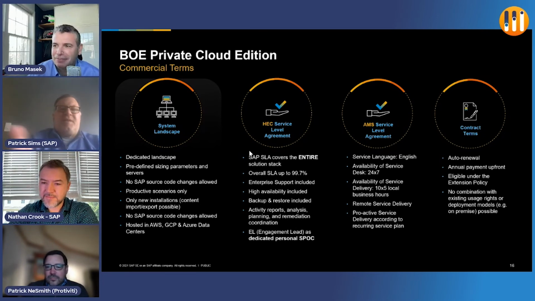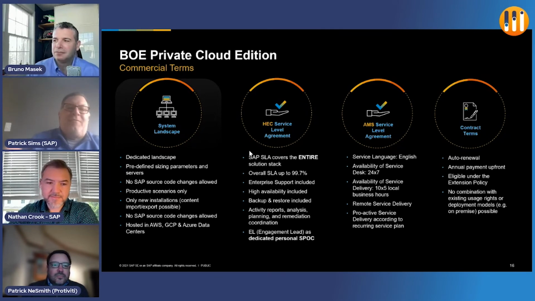Yep. So this one is just, and I won't read through it, but you can see the different levels of service, SLAs, the different contract terms and the landscape, which I think we've pretty much discussed throughout, but Bruno will have the slides for you after this to dive a little deeper. Some key things to note: 99.7% availability is what we're seeing right now from the overall SLA, and service desk 24/7, which is nice, and service delivery for you 10/5 on local business hours as well.